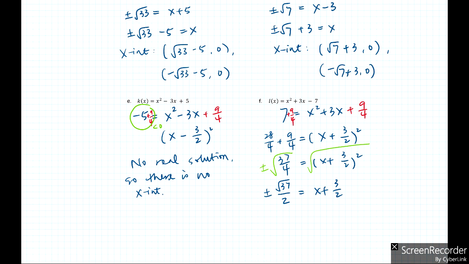And therefore, to find x, we can subtract 3 over 2 on both sides. So root 37 over 2 plus or minus, then subtracted by 3 over 2 is equal to x. Therefore, to list the x-intercepts, we would have root 37 over 2 minus 3 over 2 comma 0. So you can combine them. Or we can have negative root 37 minus 3 all over 2 comma 0. And these are going to be our x-intercepts for this quadratic function.